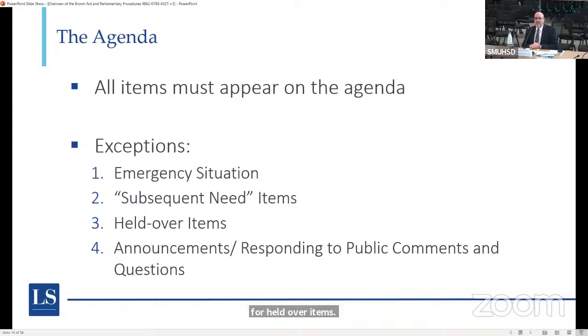without adding it to the next agenda. You can just say we're holding this item over to the next meeting. I usually say it's better to put it on the agenda for the next meeting anyway, just to make sure of that. And then here's the one that goes back to what we were just talking about. You can make announcements and you can respond to public comments and questions as follows.